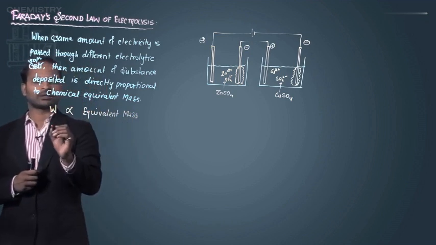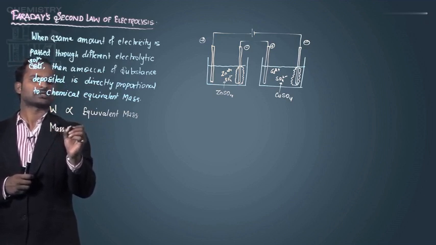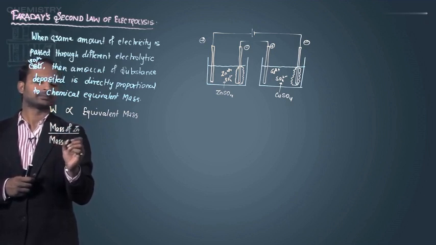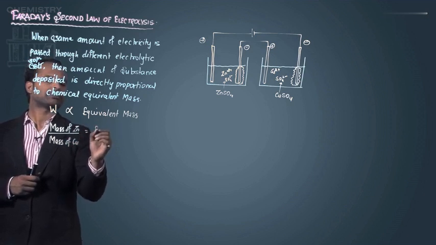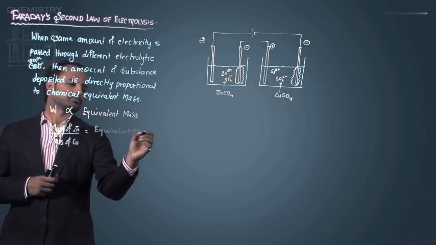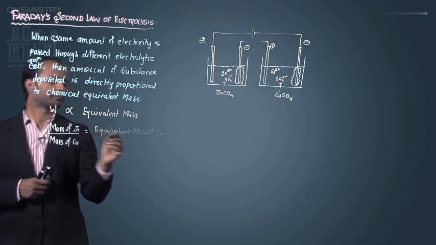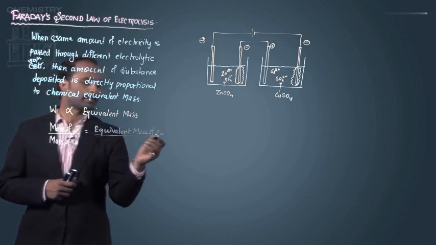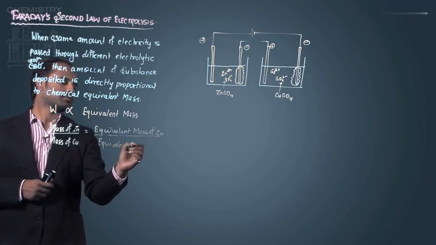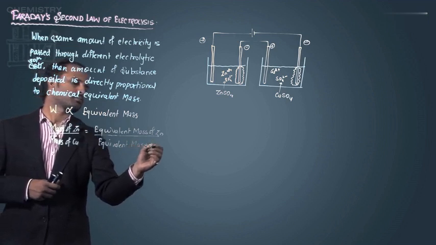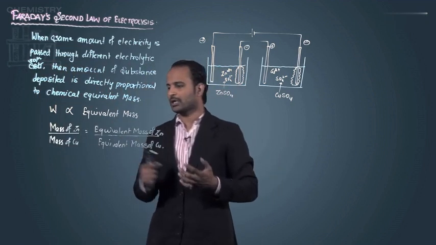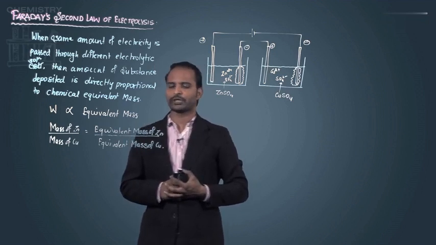So here I can say that the mass of zinc upon the mass of copper is equal to the equivalent mass of zinc upon the equivalent mass of copper.